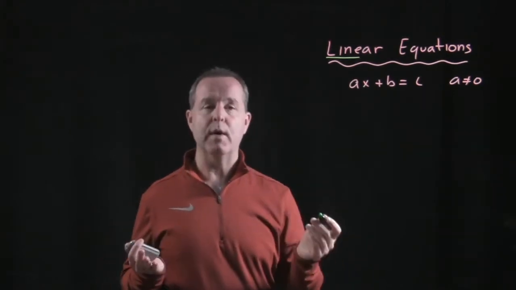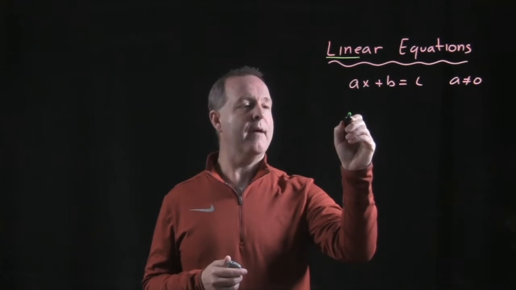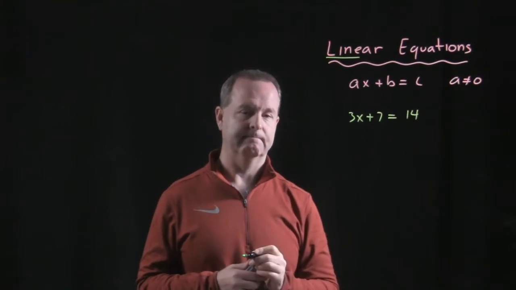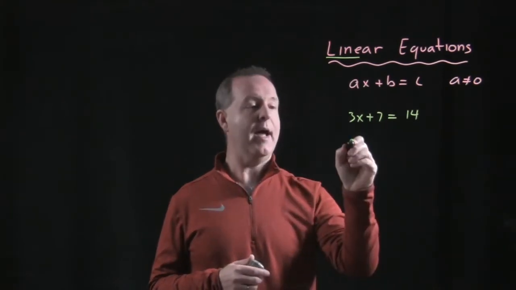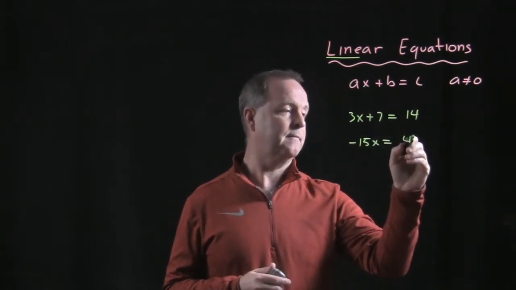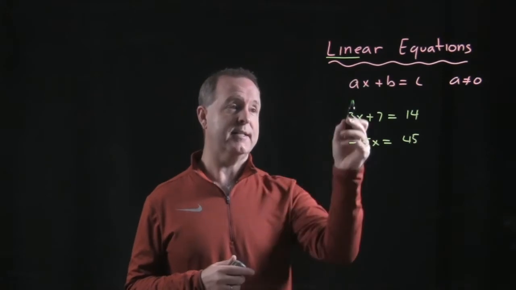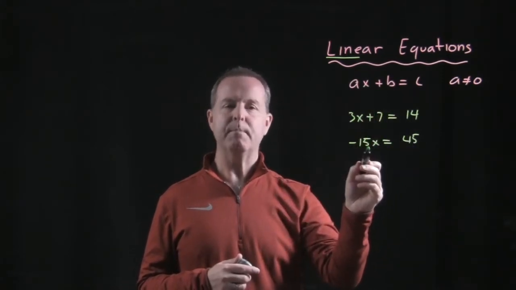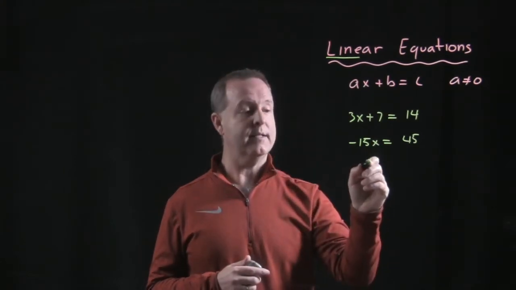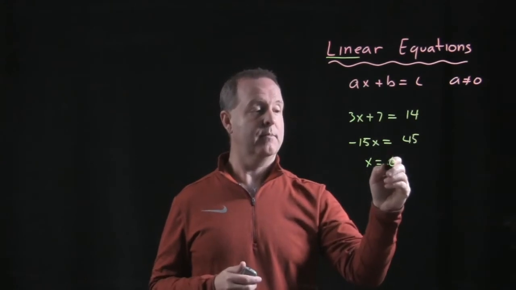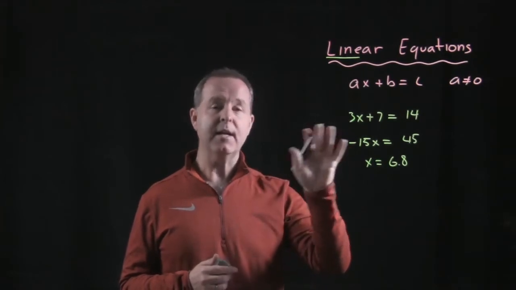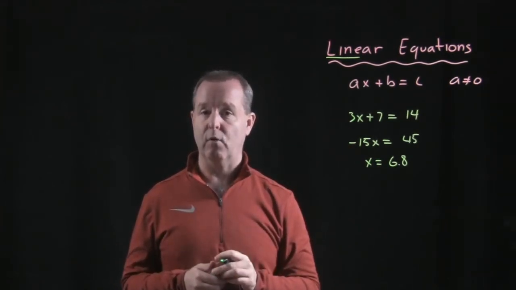So, some examples of what a linear equation might look like. We might have 3x plus 7 equals 14. That's a linear equation. Maybe I'll have simply minus 15x equals 45. That's a linear equation. It satisfies this form, but maybe in this one b is 0, so I'm just left with the ax term. Likewise, I might have simply x equals 6.8. All of those represent a linear equation, or an equation in linear form.